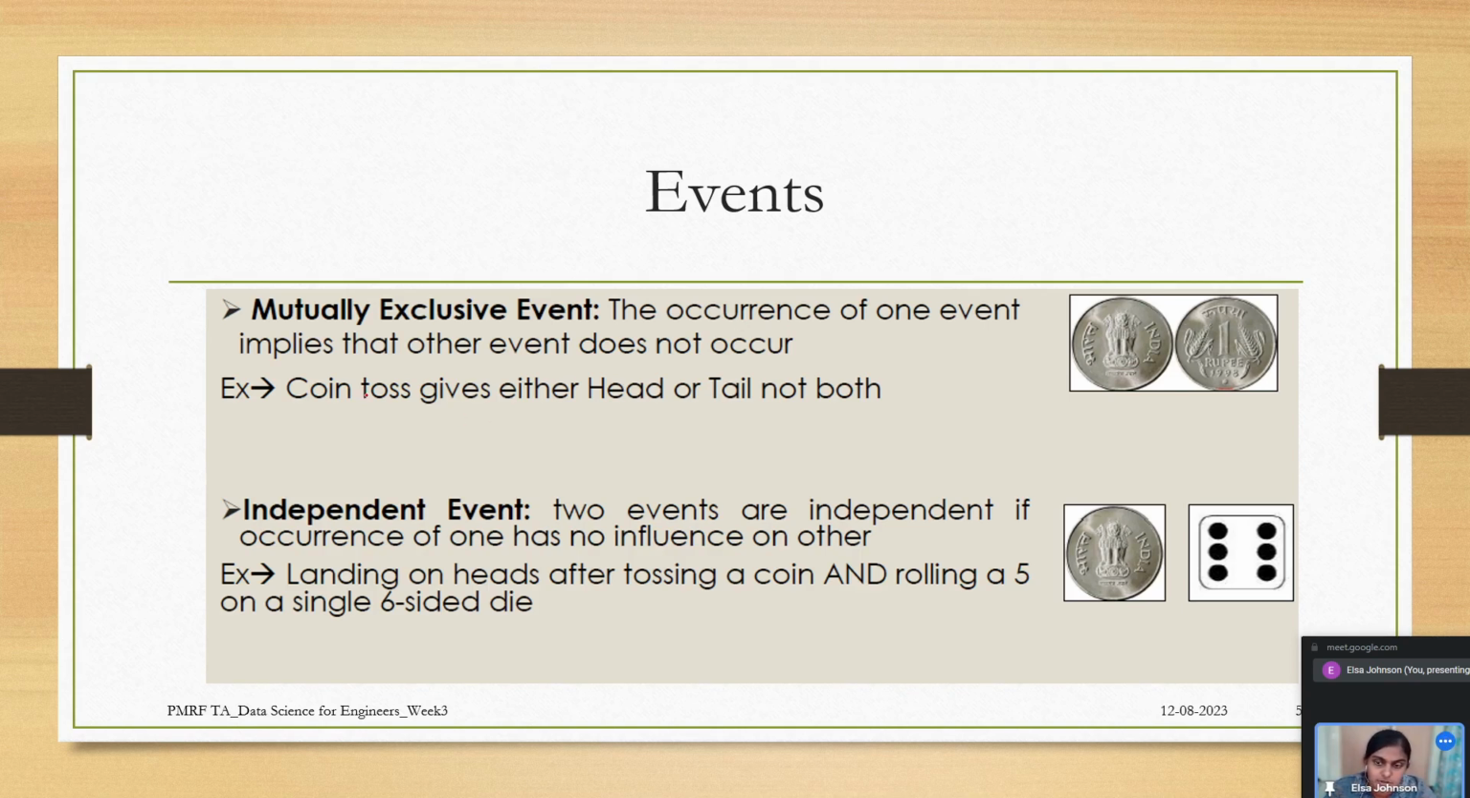So the coin toss gives either the head or tail and not both. Other types of events are known as independent events. Two events are independent if the occurrence of one has no influence on the other. So that is independent events.